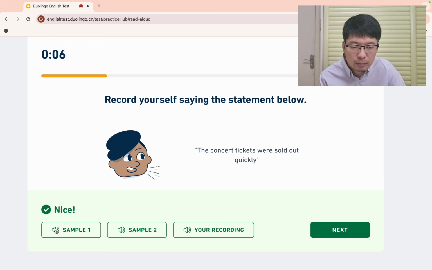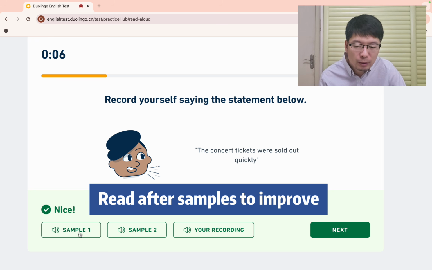The concert tickets were sold out quickly. The concert tickets were sold out quickly. So you can also read after these samples to improve your performance in this section.